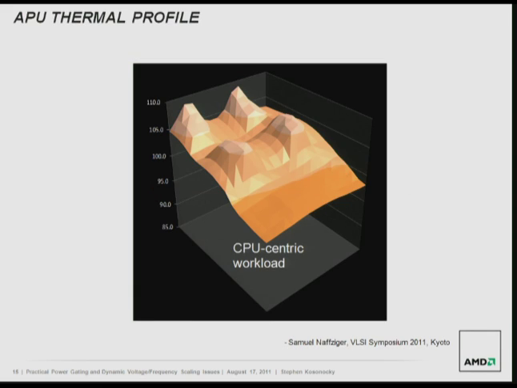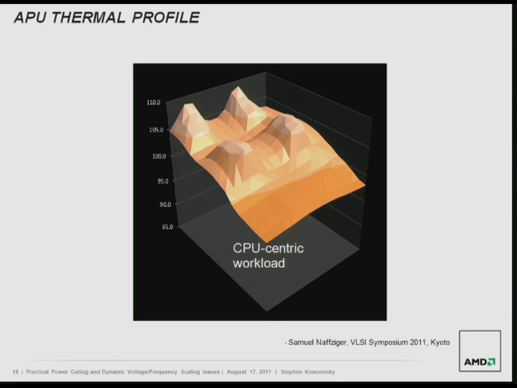So how does that look? If you look at a thermal map profile of the chip, this is showing a CPU-centric workload, where you can see the 4 cores in a Llano chip having higher temperatures than the GPU.